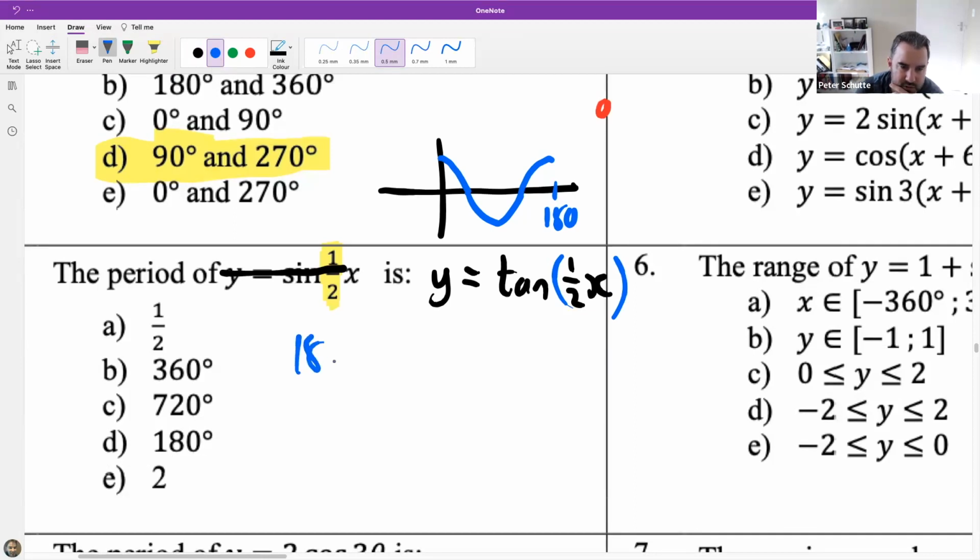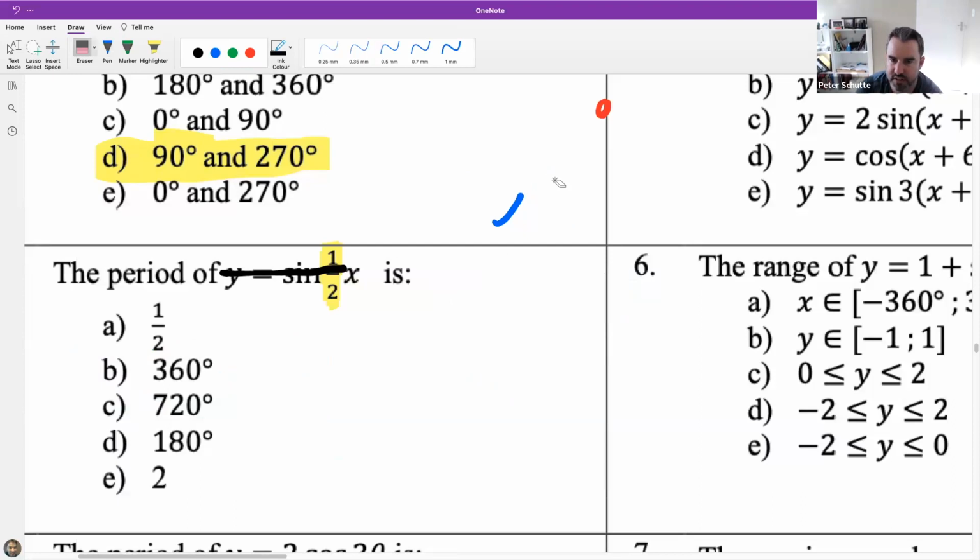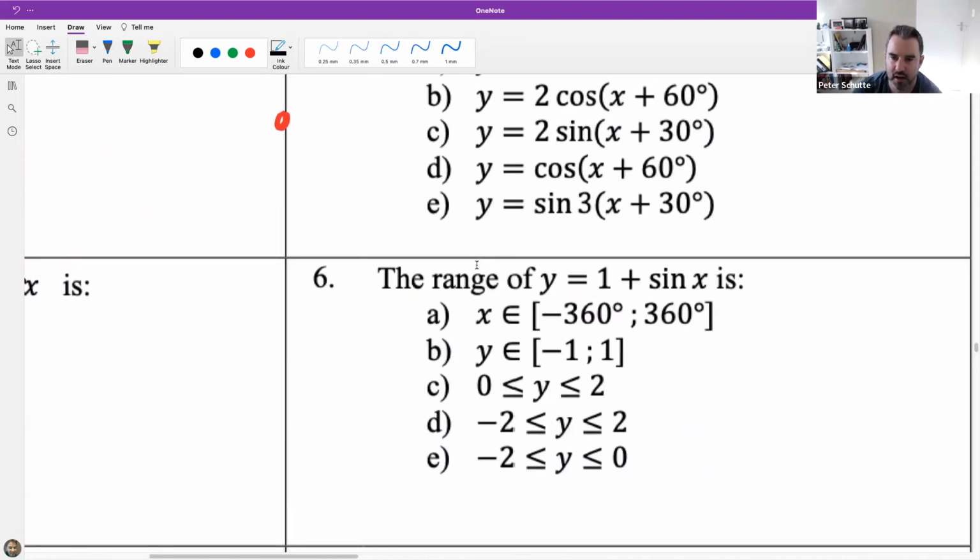So the normal period of the tan graph is 180. And I divide by a half, which then gives me 360. And so the correct option would be B. And so a whole tan graph fits into 360 degrees. Okay, so we've covered now period change. We've covered amplitude change. Let's have a look at something.